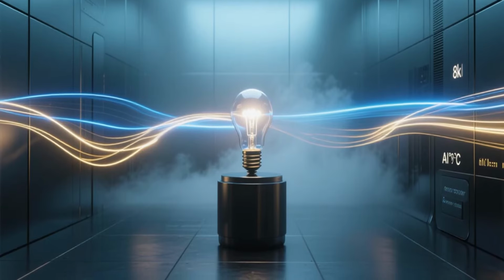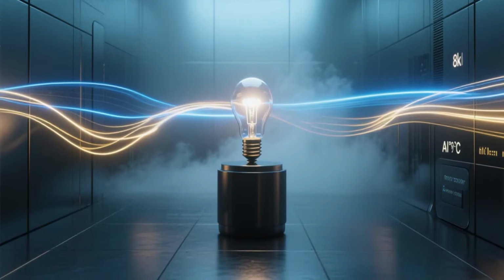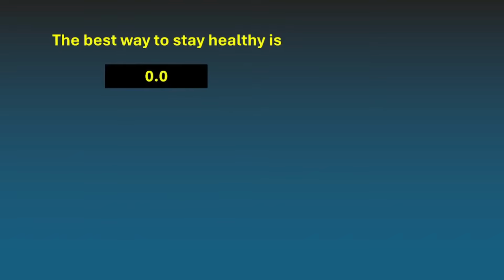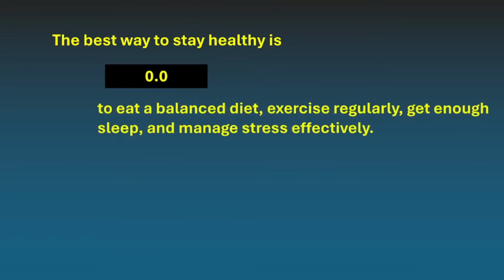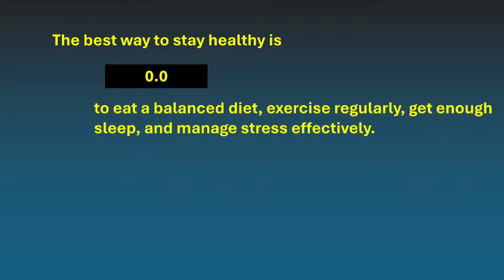Let me give you a concrete example of how temperature affects output. Imagine you prompt the AI to complete this sentence. The best way to stay healthy is. With a temperature of 0, the AI might respond with something like, to eat a balanced diet, exercise regularly, get enough sleep, and manage stress effectively. That's straightforward and predictable. If you asked again, you'd likely get almost the same answer.